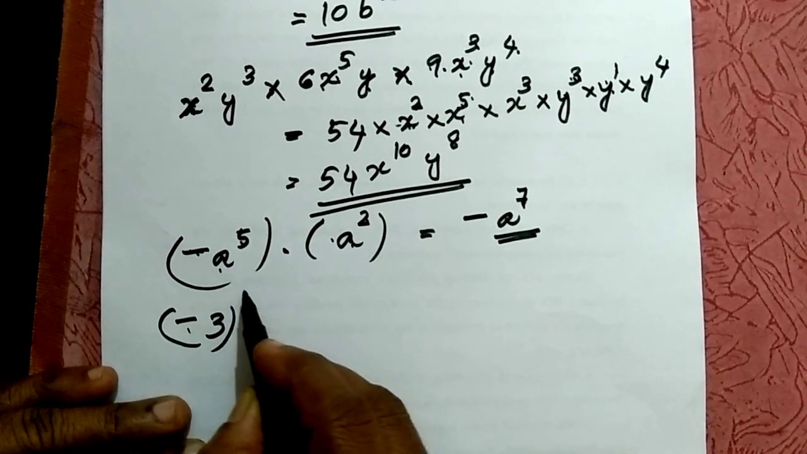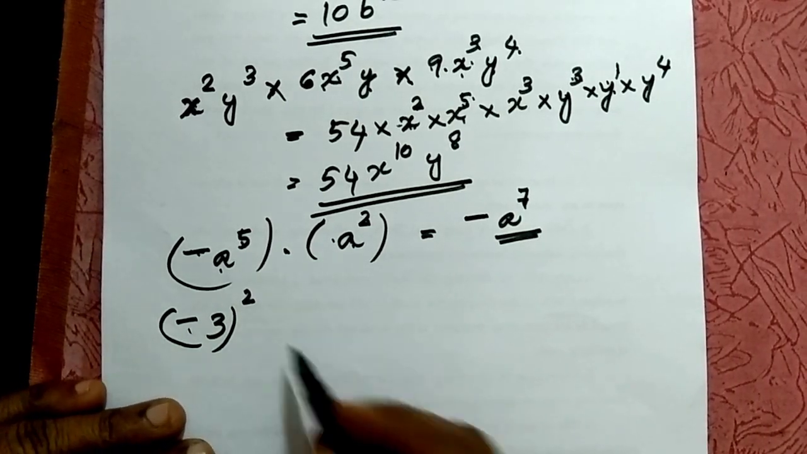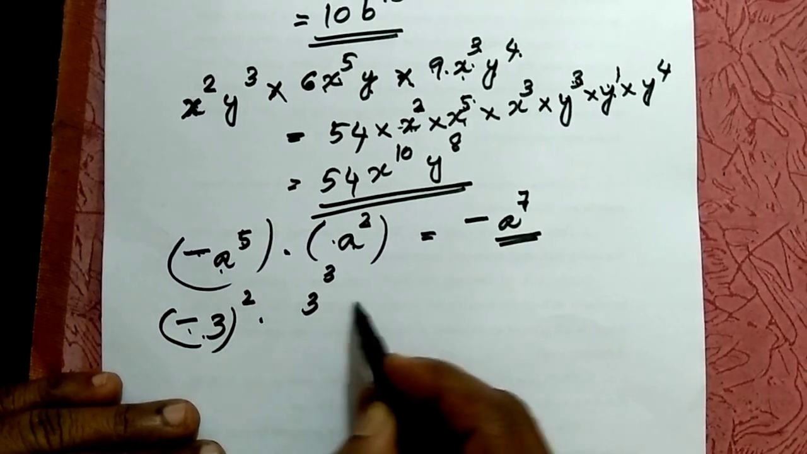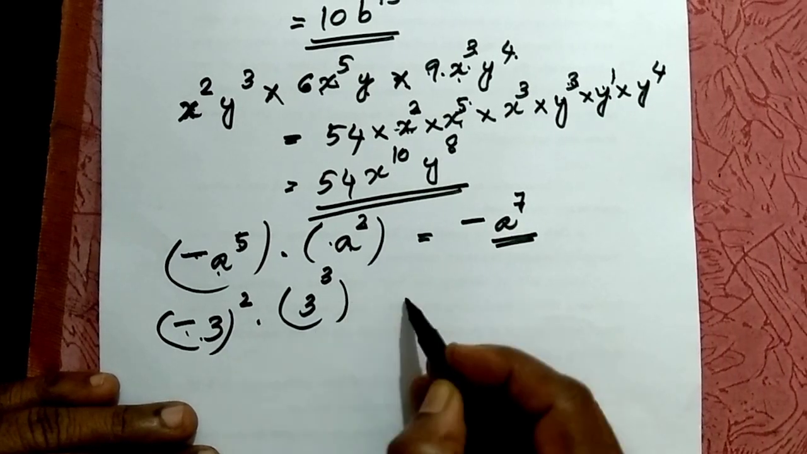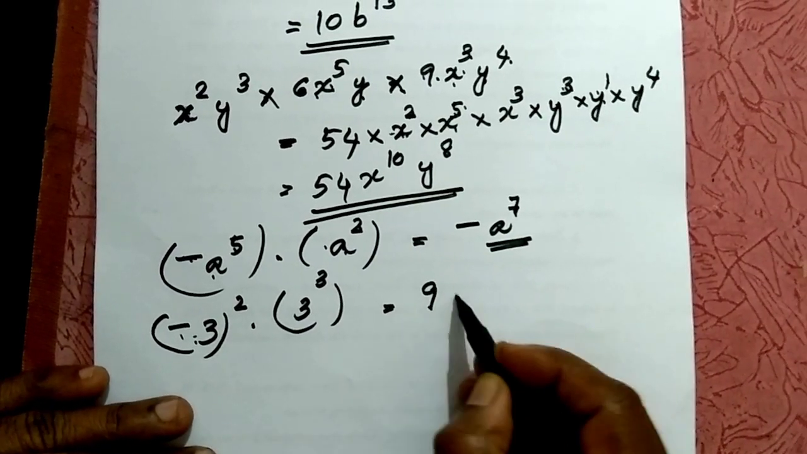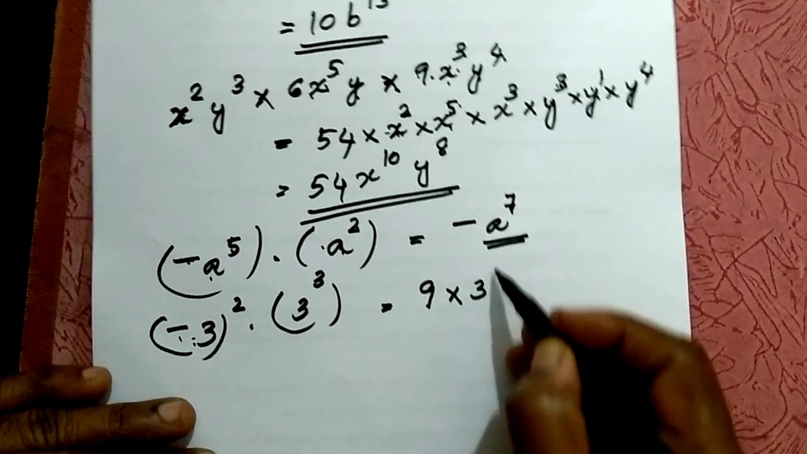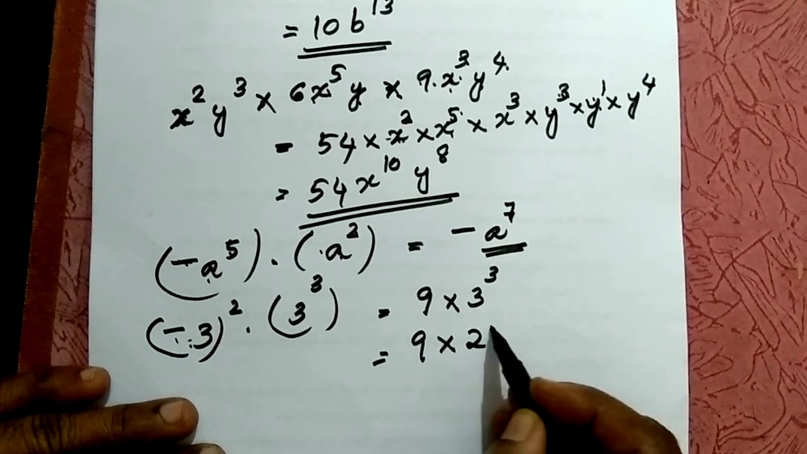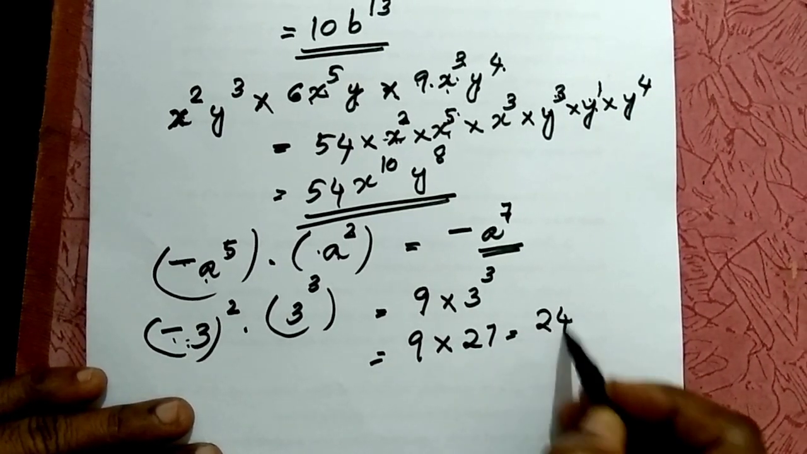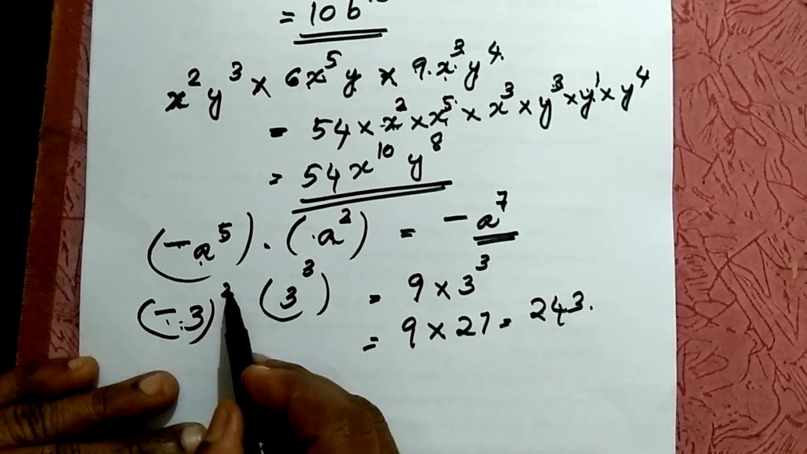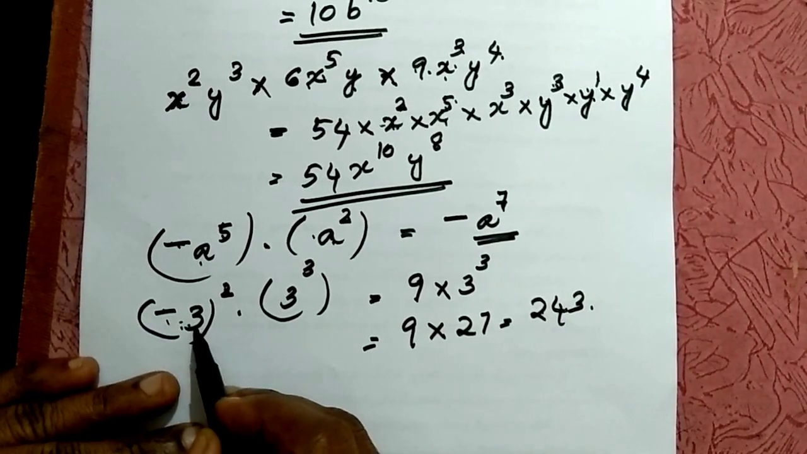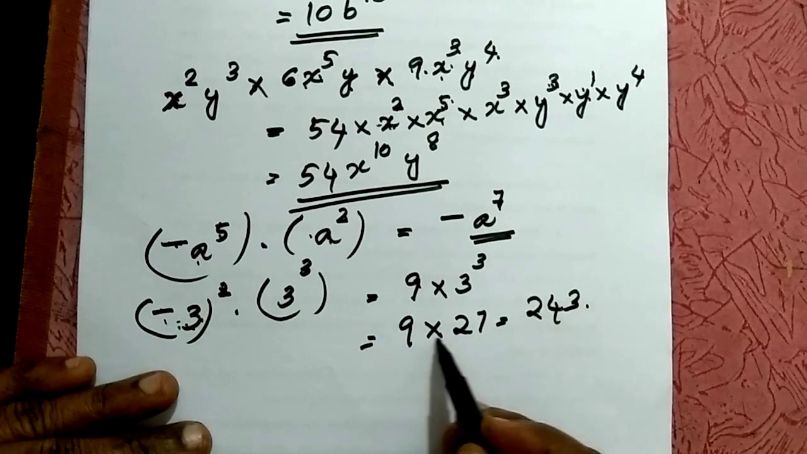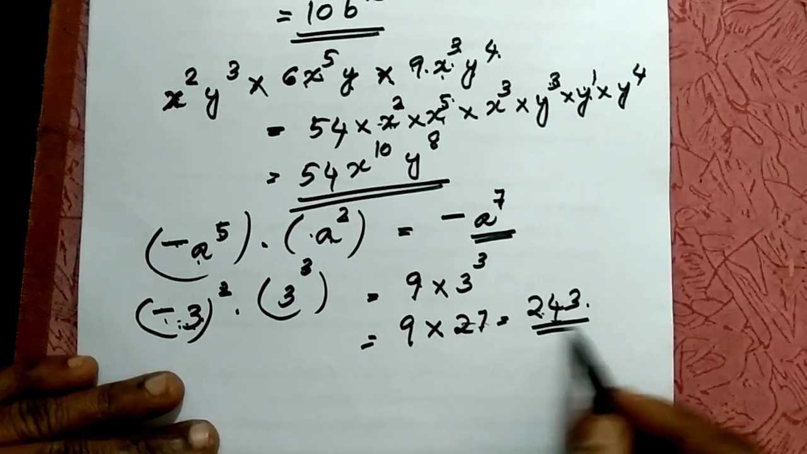Minus 3 whole square into 3 cube. Minus 3 whole square into 3 cube. What is the answer? Minus 3 whole square is 9 into 3 cube. That is equal to 9 into 3 cube, 27. You will get the answer as 243. Okay, so minus 3 whole squared, that is minus 3 into minus 3, so that is 3 raised to 2, that is 9, into 3 raised to 3, 9 into 27 is equal to 243.